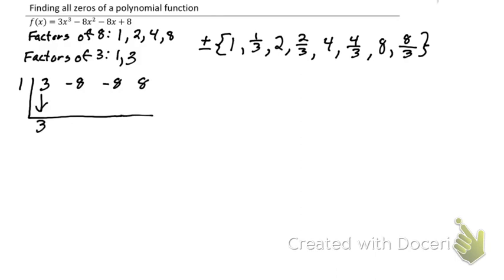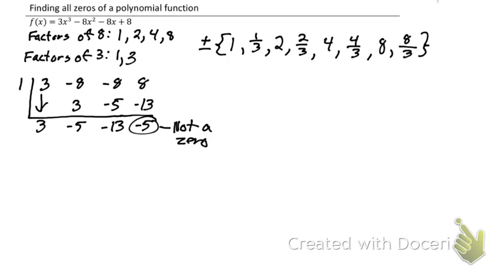So this is 3. 3 times 1 is 3. Negative 8 plus 3 is negative 5. Negative 5, negative 13. Still negative 13. Ugh. Negative 5. Not a 0. And what we'd need to do, if I didn't have a calculator, I would have to check every one of these to see if it's 0.